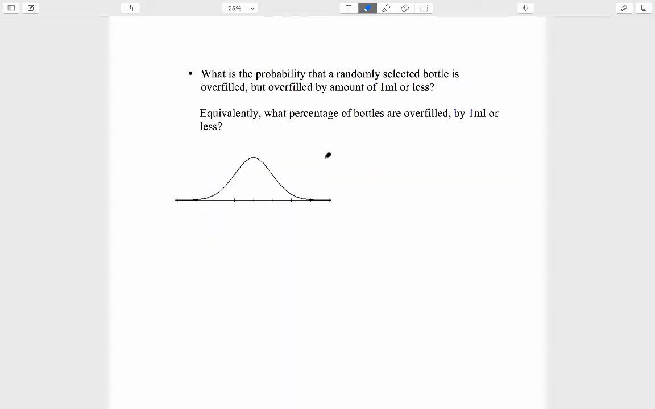Let's practice this. What is the probability that a randomly selected bottle is overfilled, but overfilled by an amount of 1 milliliter or less?